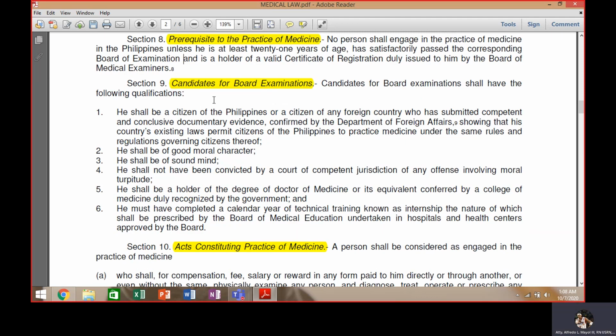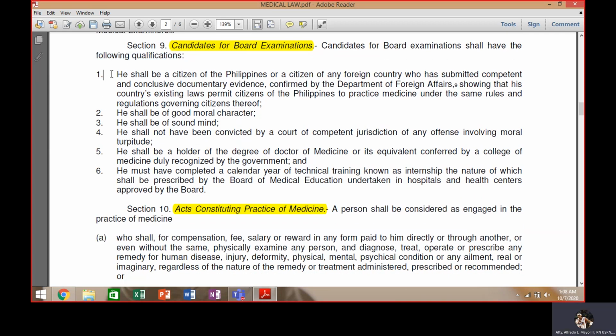Now, let's go to Section 9. Candidates for board examinations. Candidates for board examinations shall have the following qualifications. First, he shall be a citizen of the Philippines or a citizen of any foreign country who has submitted competent and conclusive documentary evidence confirmed by the Department of Foreign Affairs showing that his country's existing laws permit citizens of the Philippines to practice medicine under the same rules and regulations governing citizens thereof. Okay?